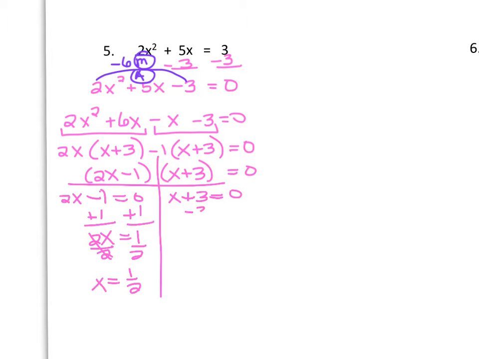Okay, over here, we're going to subtract 3 from both sides of the equation, and that leaves us with x equals +3. All right, so I'm going to circle my answers, or you could box them off, whatever you want to do. Just make it known what the final answers are.